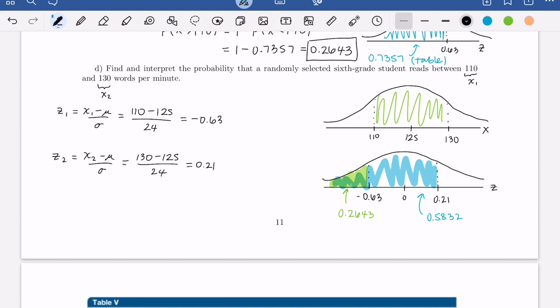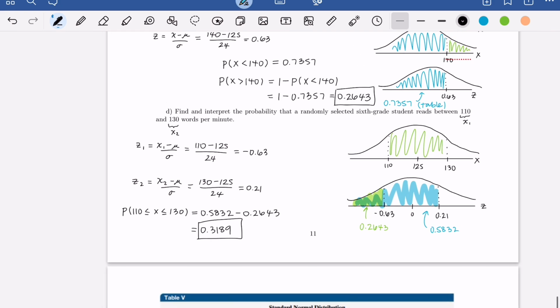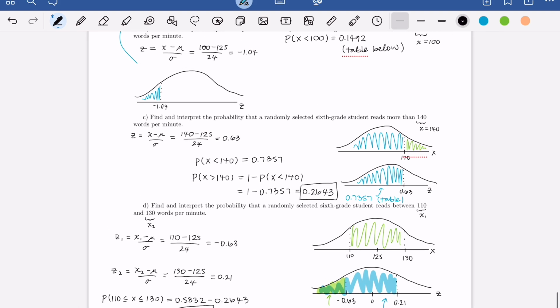So what I mean is, the probability that someone is going to read in between 110 and 130 words per minute is given by this area in blue, 0.5832, minus the area in green, 0.2643, which is going to give us 0.3189. Okay, so that is how we would do a problem like this here, looking at applications of the normal distribution.